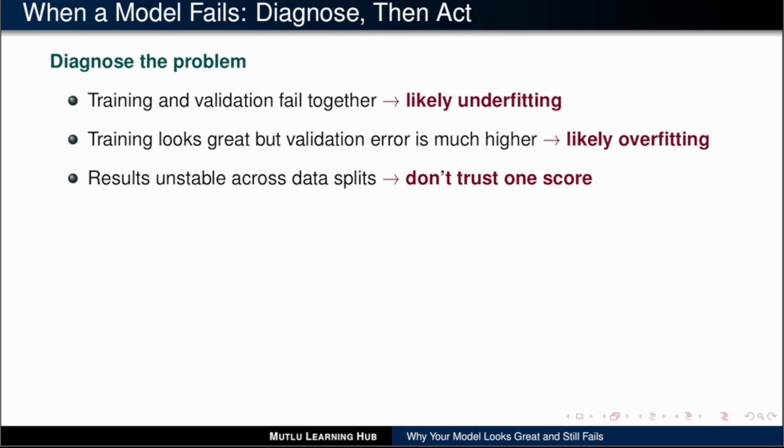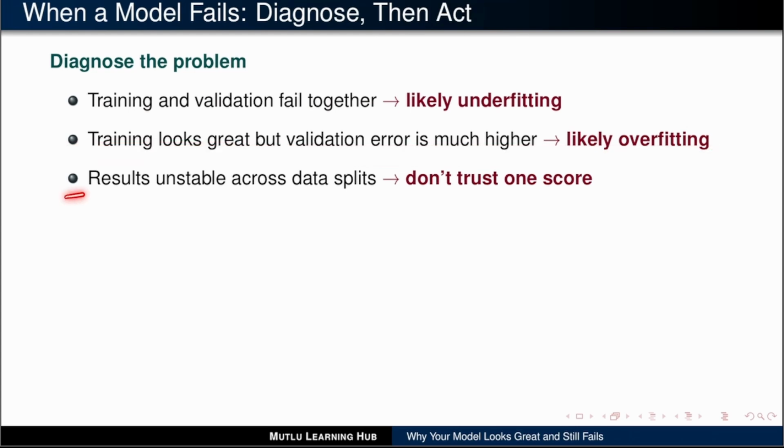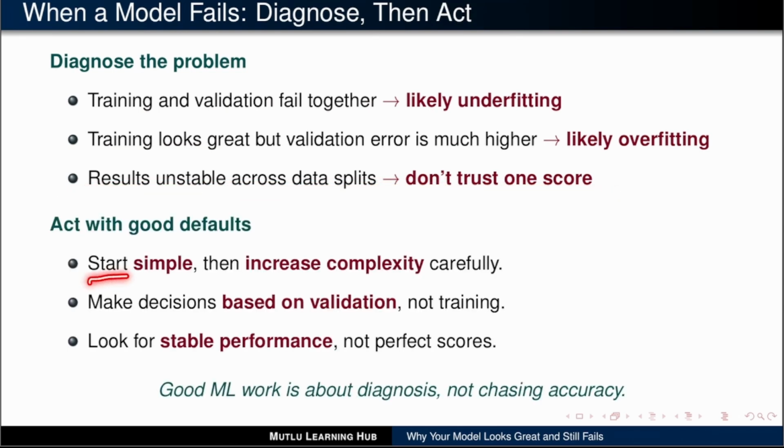When a model fails, the first step is diagnosis. If training and validation errors are both high, that usually means underfitting. If training error is very low but validation error jumps, that's a classic sign of overfitting. If results change a lot across data splits, don't trust a single score. Always start simple, increase complexity carefully. Make decisions based on validation, not training, and look for stable performance, not perfect scores.